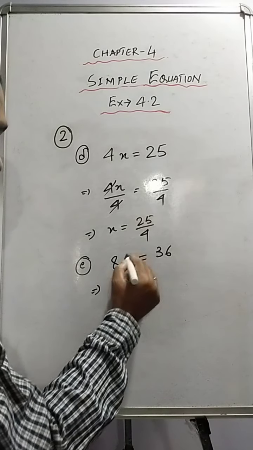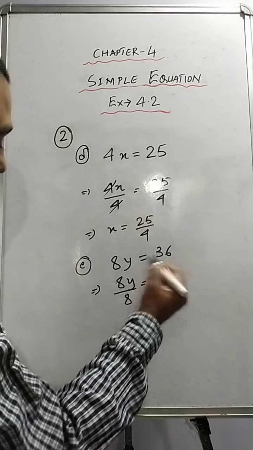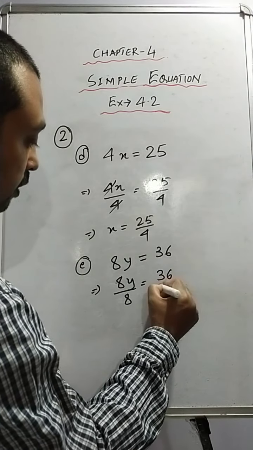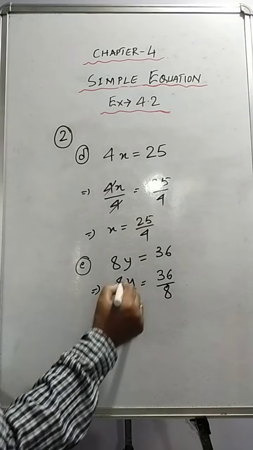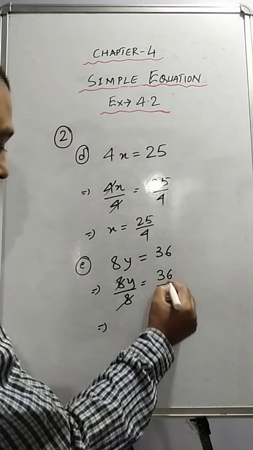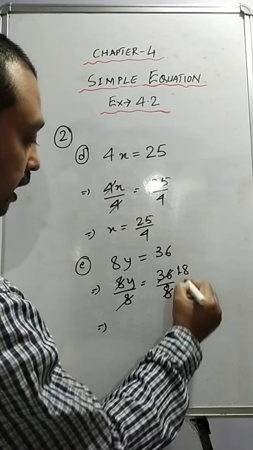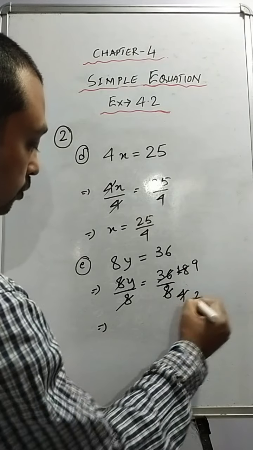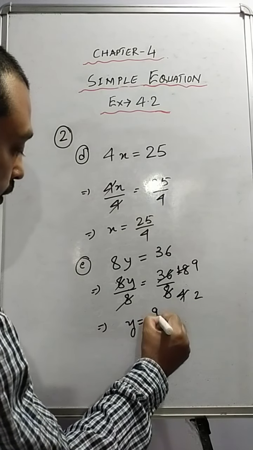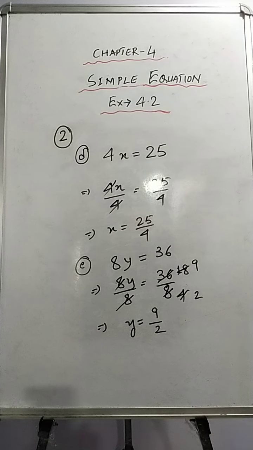We have to divide this whole term by 8. Same thing we have to divide on the right hand side. We have to divide 36 by 8. Now remove this. Fine. Now reduce this 36 and 8. It would be 2 18s are 36, 2 4s are 8. 2 9s are 18, 2 2s are 4. So y would be equal to 9 upon 2.